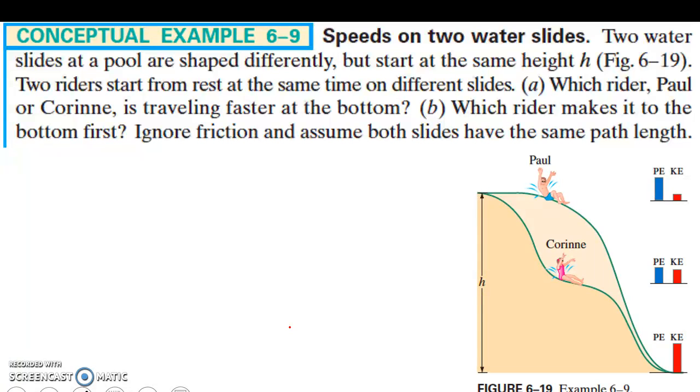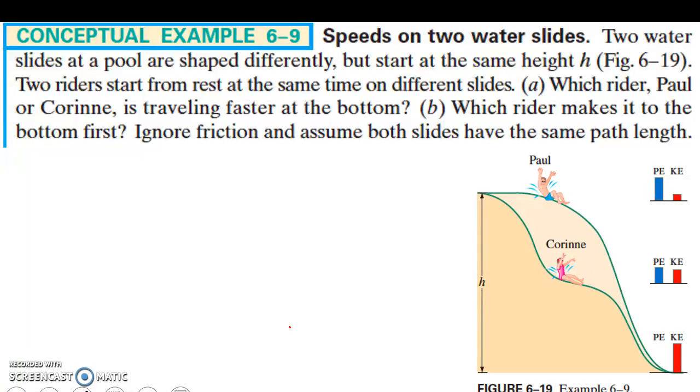All right, so this is very similar to what we saw in the first video, in that we have two slides of the pool shaped differently but starting at the same height. Two riders start from rest on the same or different slides. Which rider, Paul or Corrine, is traveling faster at the bottom? Which rider makes it to the bottom first? Ignore friction and assume both slides have the same path length.